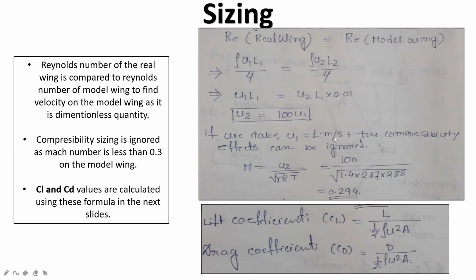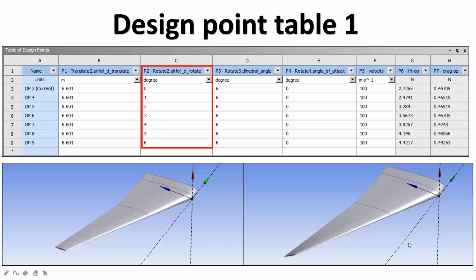We have taken the 1 meter per second case on the Boeing wing, which becomes 100 meter per second on our wing. So the Mach number becomes 0.294. As the Mach number 0.294 is less than 0.3, we have ignored compressibility for our wing. Next, the CL value: we have calculated the CL and CD values by the formulas lift divided by dynamic pressure times area, and drag divided by dynamic pressure times area. The area was calculated by the formula my teammate Anvesha previously described.